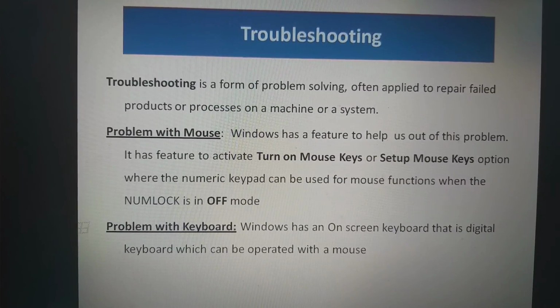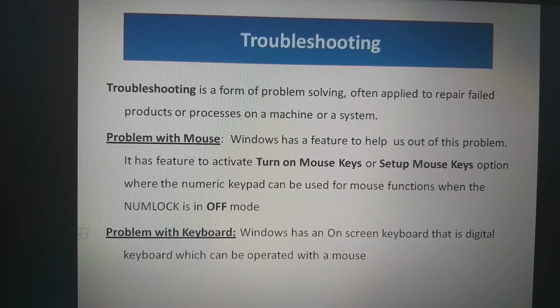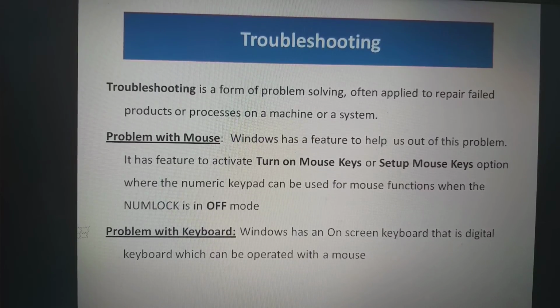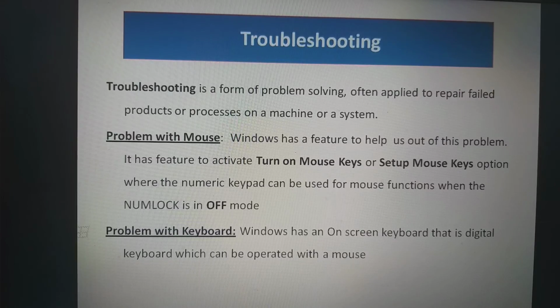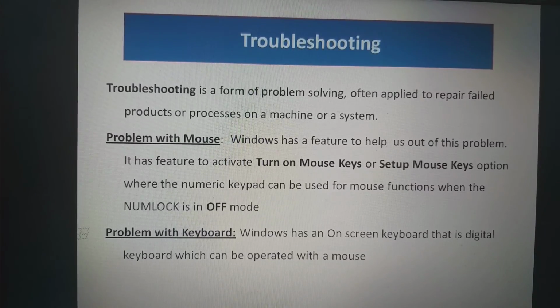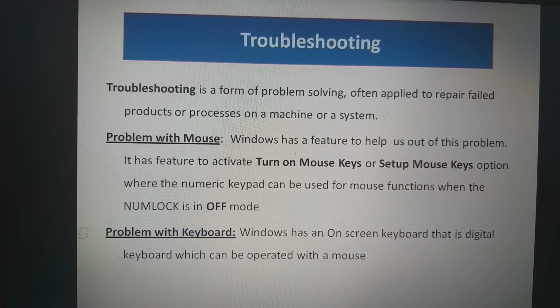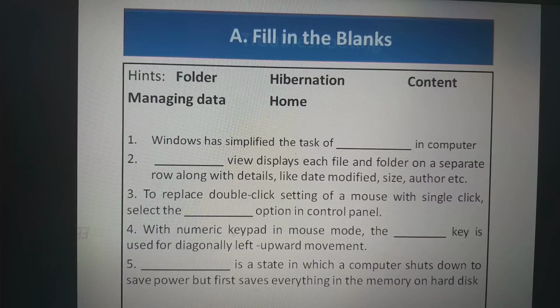Windows has a feature to help us out of this problem. It has a feature to activate or turn on mouse keys, or set up mouse keys option, where the numeric keypad can be used for mouse functions when the numlock key is in off mode. Now see the problem with keyboard, how to solve the problem with keyboard. Windows has an on-screen keyboard, that is a digital keyboard, which can be operated with a mouse.